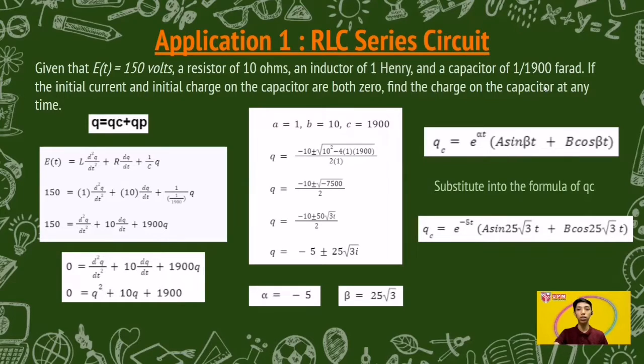The question asks us to find the charge on the capacitor at any time, with the initial current and initial charge being 0. So number 1, we need to substitute the data given in the second derivative equation of the RLC circuit, and we get this as the answer.